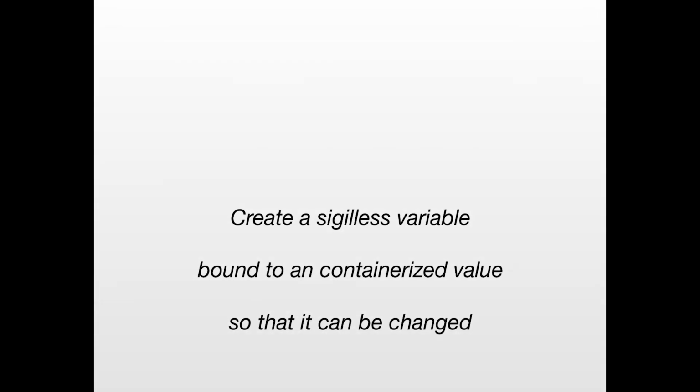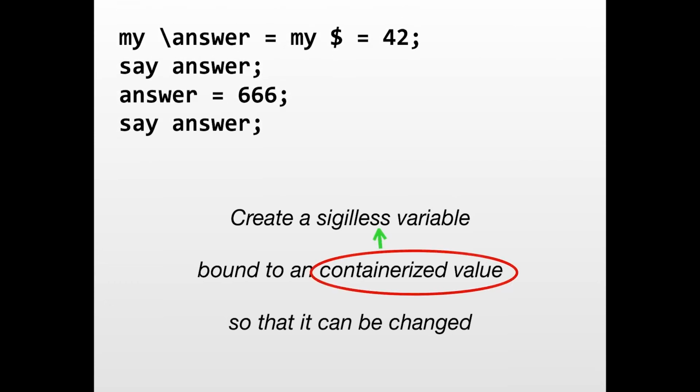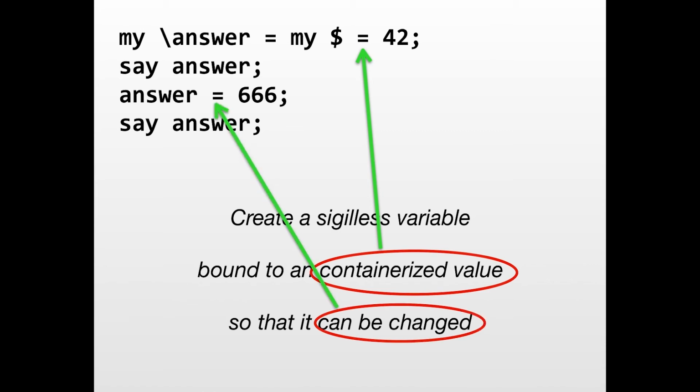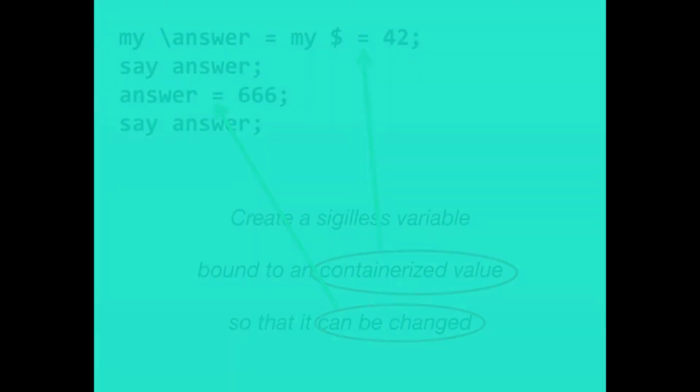So, what when you want to create a sigilless variable bound to a containerized value so it can be changed? Well, that's a little more tricky. It looks like this. We actually need to create a variable with a container assigned to that, and then basically bind to that. And we can actually change that. But yeah, it's a bit meh.